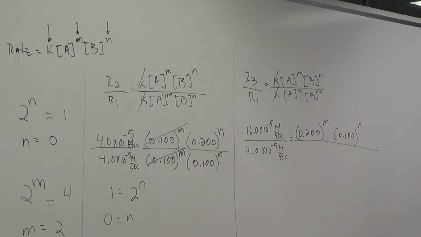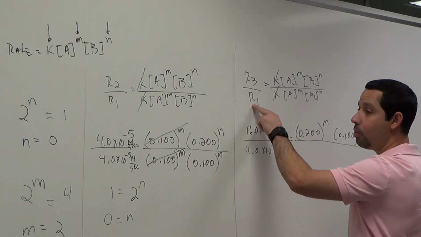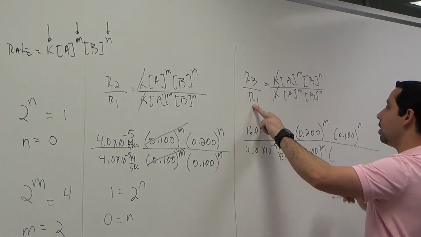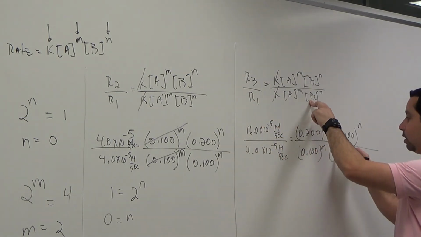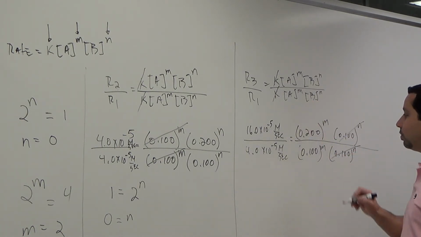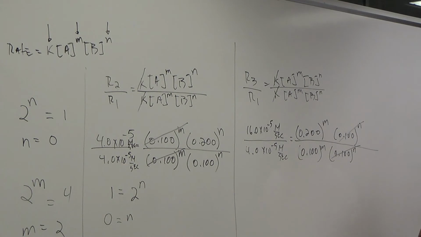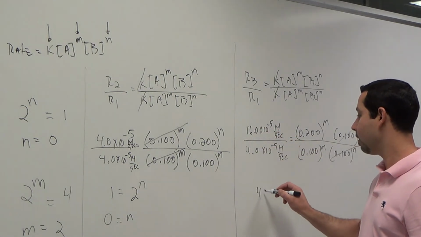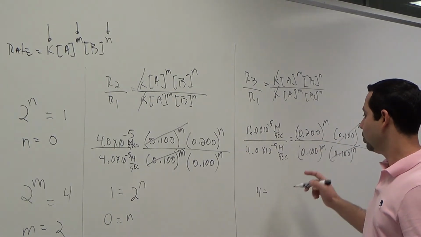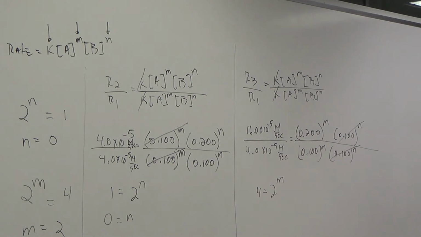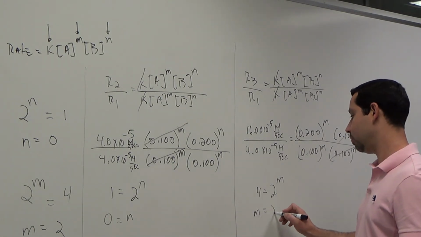We're going to do the same thing for concentration of A for rate 1. How much is it? 0.1. And the concentration of B for the first rate. This is going to cancel out with that. Okay? And what you are going to have is 16 divided by 4 is how much? 4 equals 2 raised to the n power. So n is equal to 2.